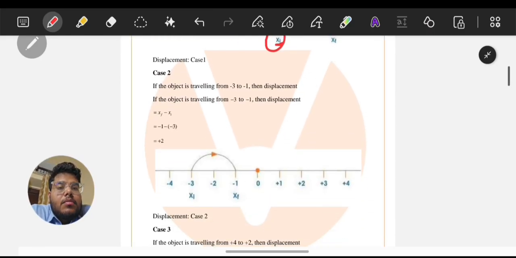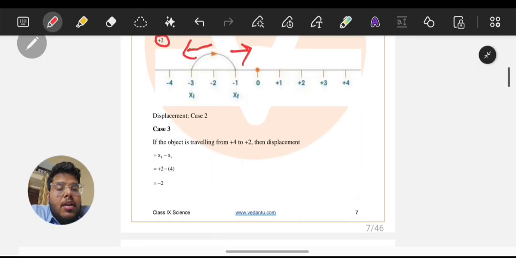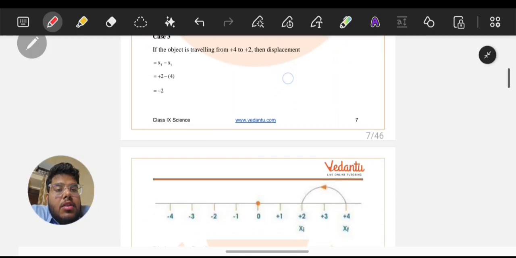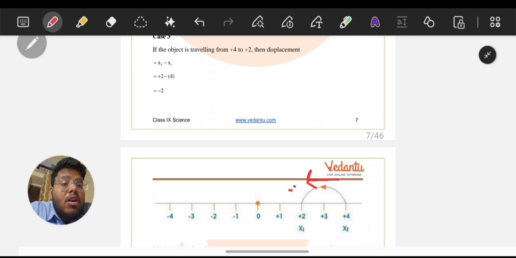Now let us take case 2 example, where initial position is -3 and final position is -1. But you will see the motion is in the positive direction, or the direction of motion. It is not in the opposite direction. That's why it got plus. Right, now case third diagram is there. The motion is opposite to the direction of motion. The movement is opposite to the direction of motion. That's why we got -2. That we understood earlier, why we got plus and minus sign.